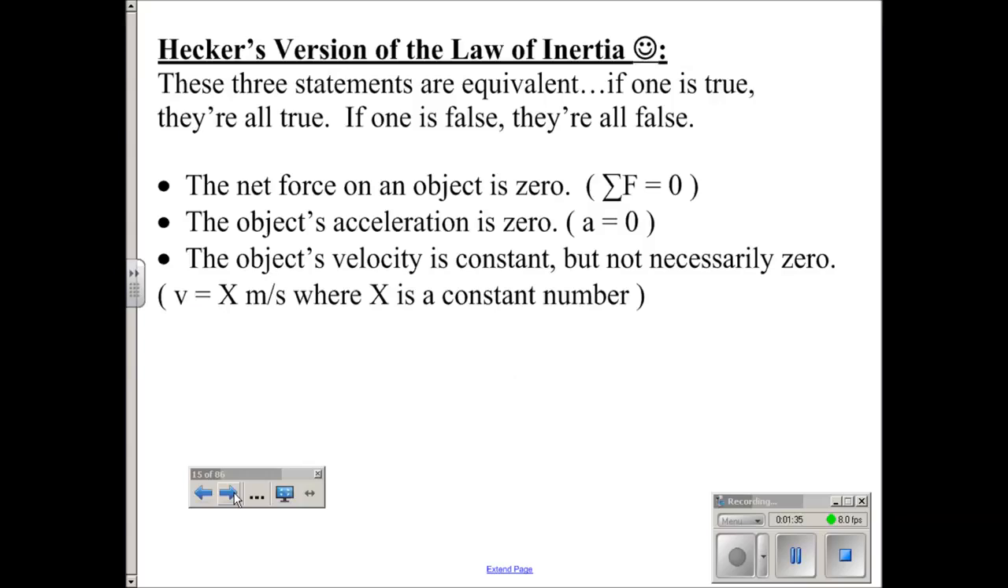I'm going to write these three statements on the board here. If one of them is true, they're all true. So it's all or nothing. If one is true, they're all true. If one is false, they're all false. All right, so here's the three statements.